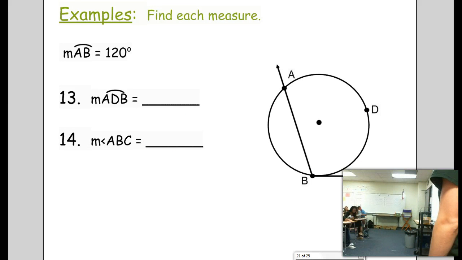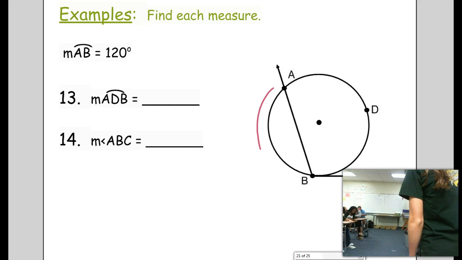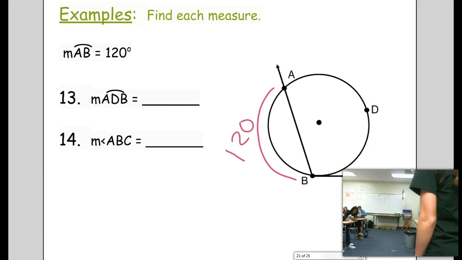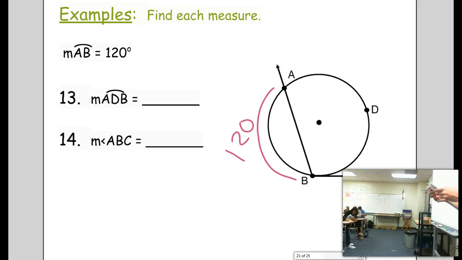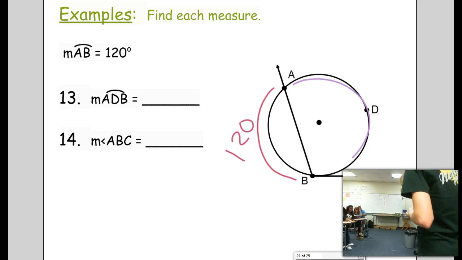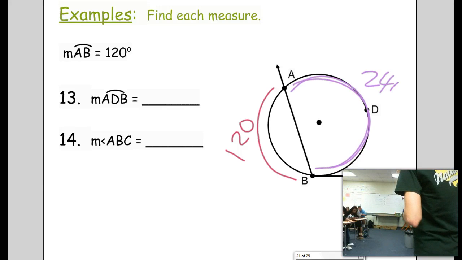Last problem. Measure of arc AB is 120. Alea, what's the measure of arc ADB? Go ahead and find it. 360 minus 120. 240.